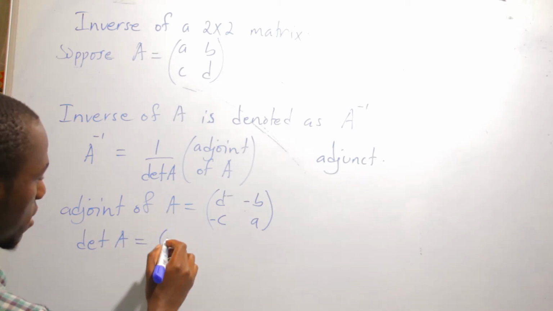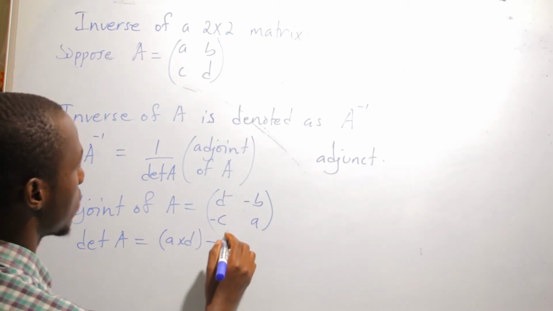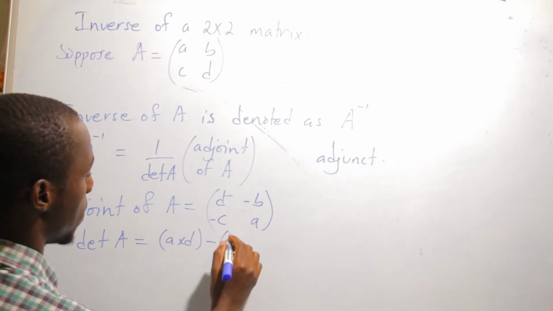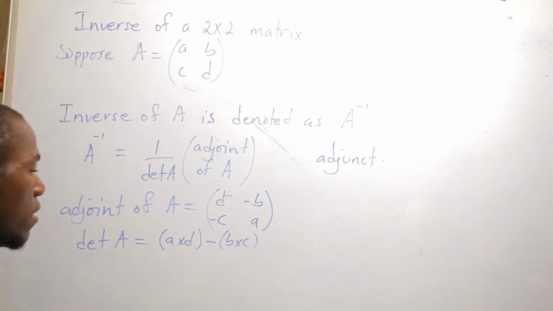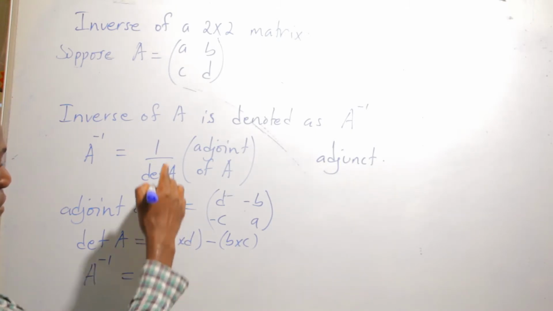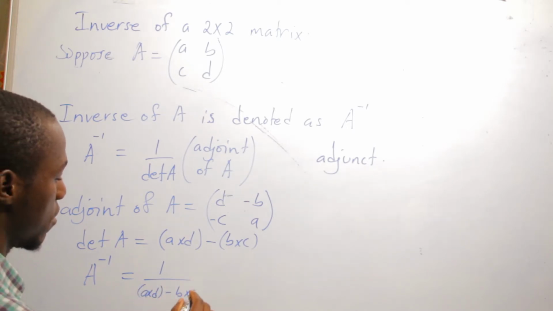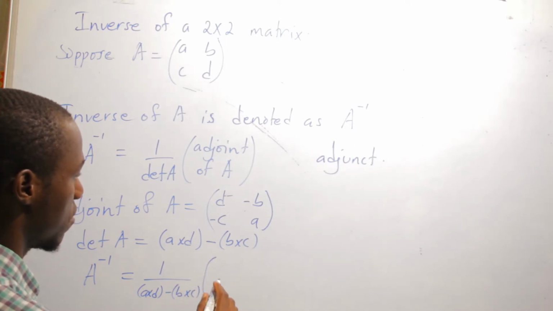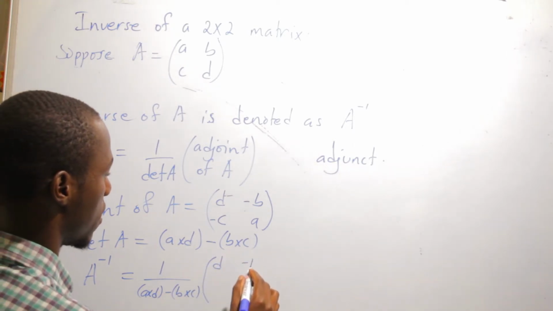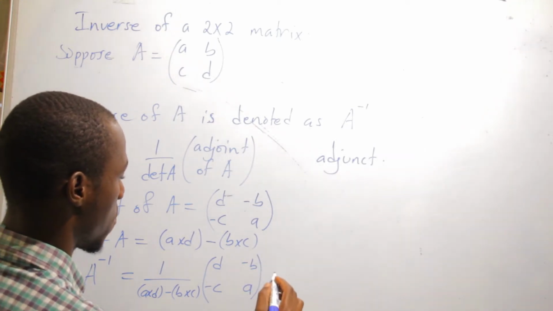In the previous lesson, we learned how to get the determinant of any matrix. That is A times D, minus B times C. That was the determinant of a 2 by 2 matrix. So when I substitute in that formula, it is going to be 1 all over AD minus BC, times the matrix D, negative B, negative C, A.